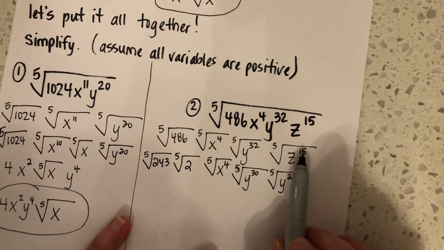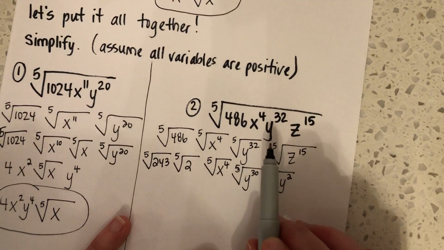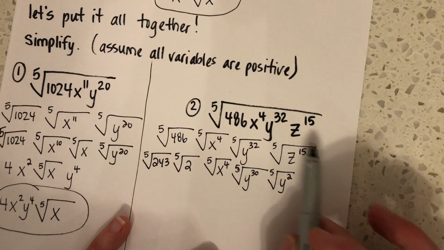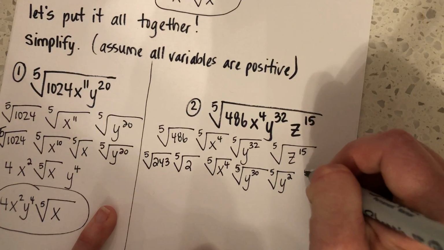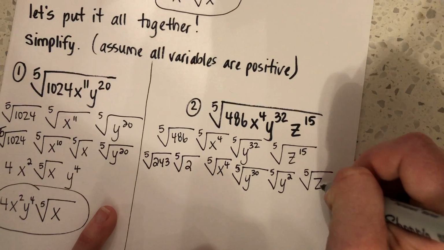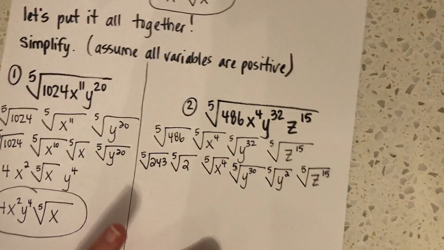Can 15 divide by 5? Yes, which means you can take the 5th power of this radical, and we're not going to have to split them. If you want to do it now, go ahead. I'm going to wait until the next step when I do it all together. All right, here we go.